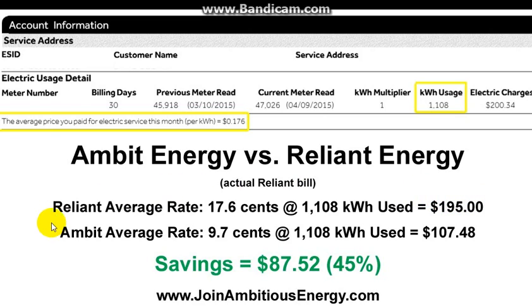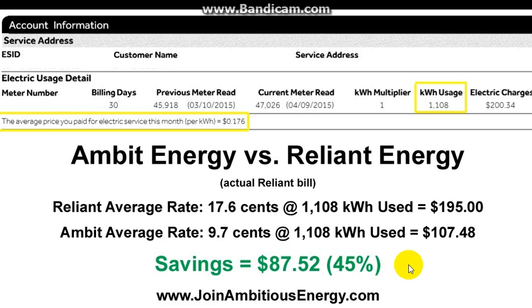And by comparing, at the time, Ambit's average rate for this territory was 9.7 cents per kilowatt hour. So again, you take 0.097 and you multiply that by 1,108 kilowatt hours used, and that comes out to a little more than $107. So on just this one billing cycle alone, just this 1 month, that would have been a savings of $87.52, so about 45% savings just in this 1 month.